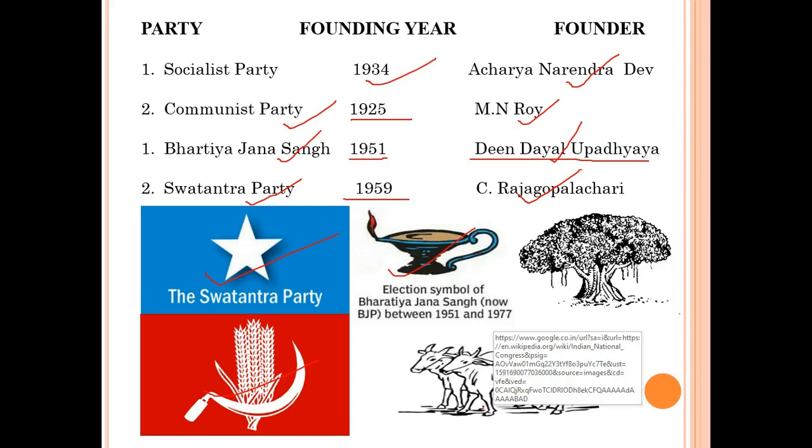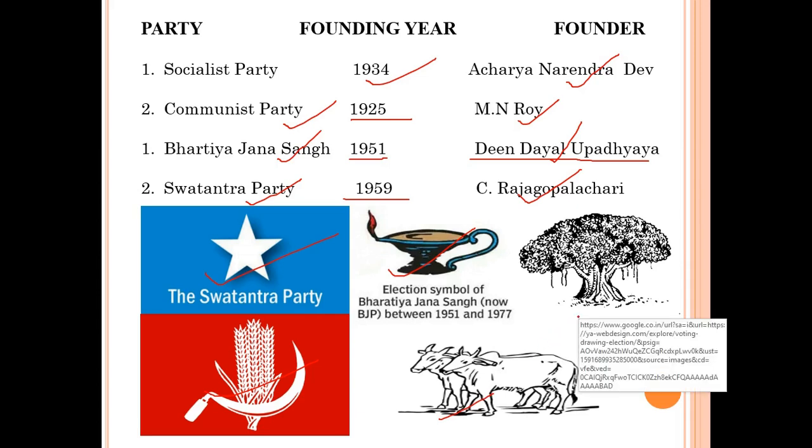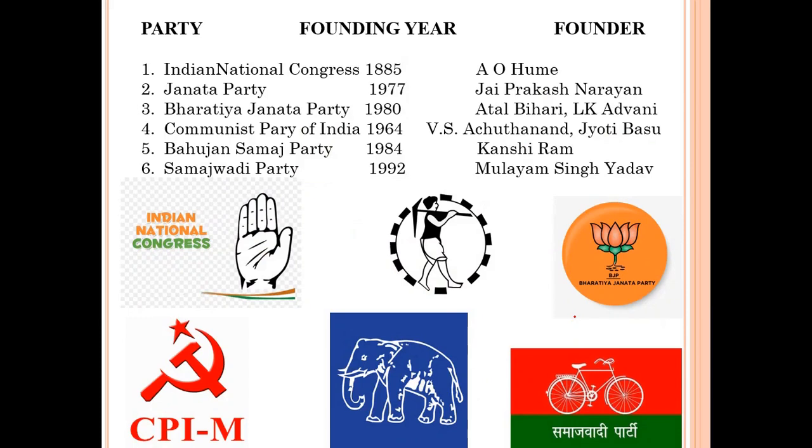Same way, this was the symbol of Congress Party. Yes, Indian National Congress, I have already told you the oldest one. 1885 it was formed by A.O. Hume. And recently some new parties were formed, that is after Indira Gandhi, in 1977 Janata Party was formed. It was actually a coalition of parties joined together. Merger of many parties created Janata Party. Jayaprakash Narayan was its main founder member.